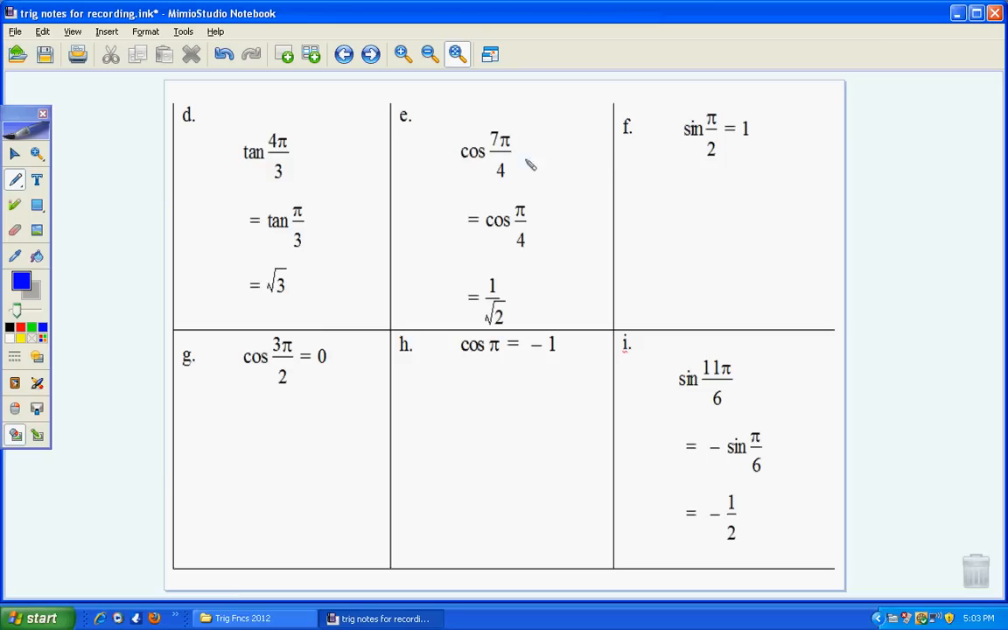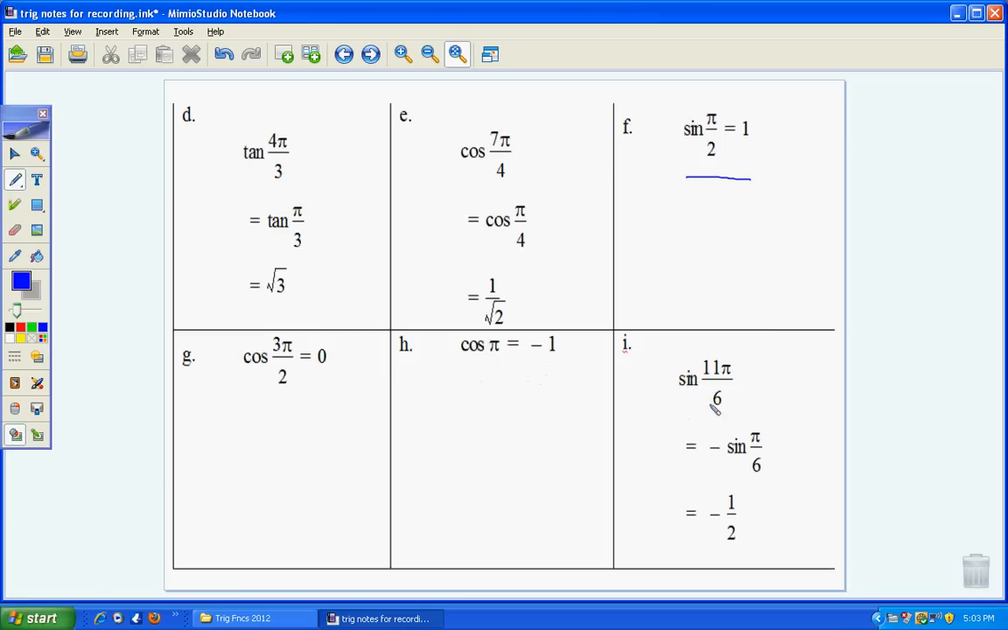Okay, 7 lots of 45. The ones we can remember, these ones you can do on your calculator. Sine of pi on 2 is equal to 1 because pi on 2 is 90. It's on the y-axis. Cos of 3 pi on 2 is going to give us 0 because again it's on the y-axis, and cos of anything on the y-axis is 0. Cos of pi, the same as cos of 180, which is going to be equal to minus 1.